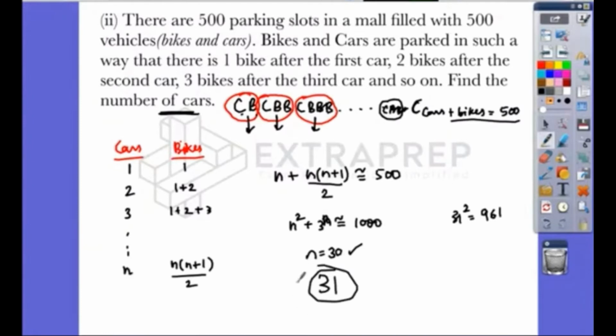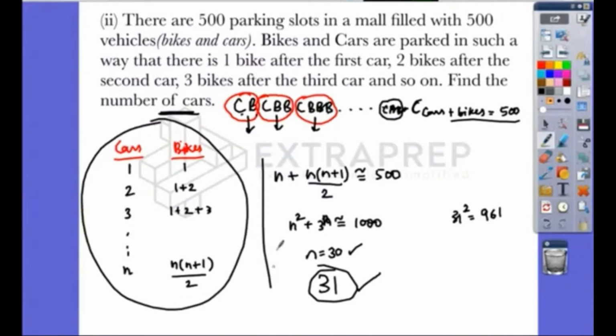Is that understood? We have got the value as 30 completed sets. But 30 completed sets is not exactly equal to 500. So there are some more vehicles after 30 sets also. So 30 sets are done. And what comes after 30 sets? A car. So obviously there are 31 cars. That's the answer. 31. Is it understood? I wrote all this for your understanding. You'll only solve this.